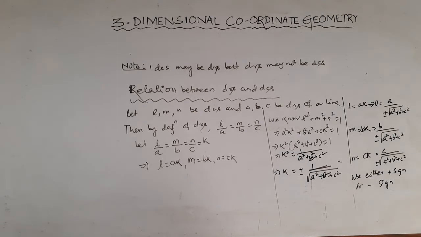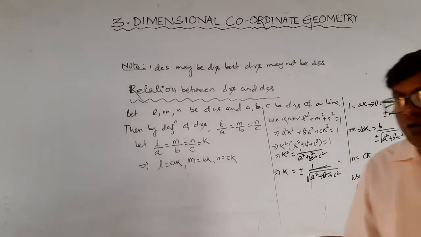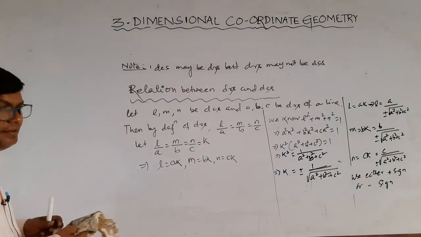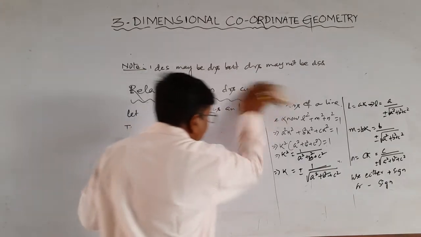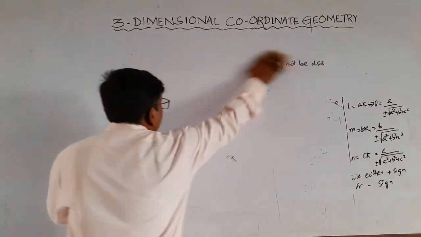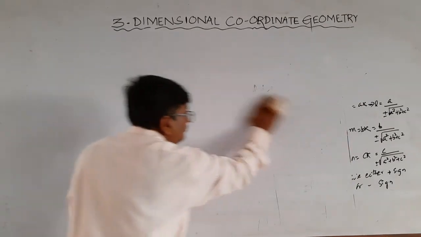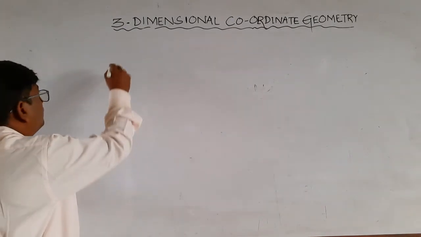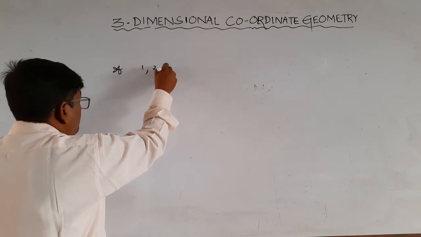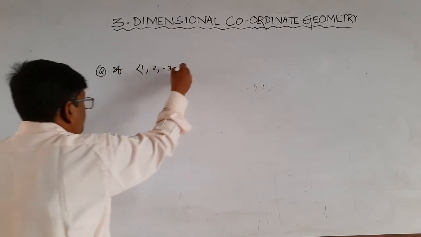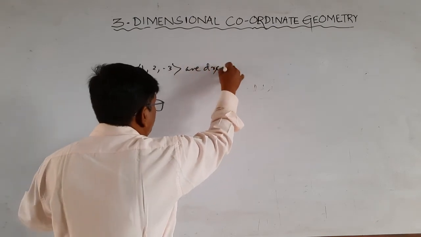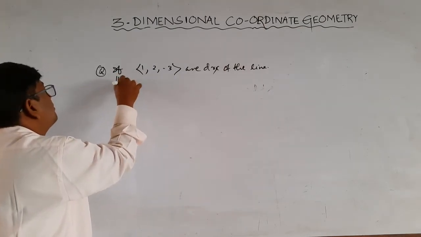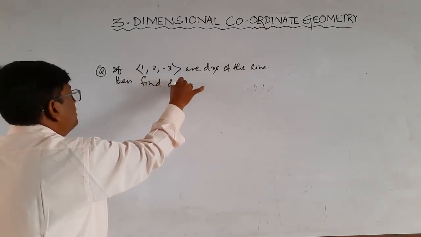Okay, now one question. If 1, 2, minus 3 are the DRs of the line, then find the DCs of that line.